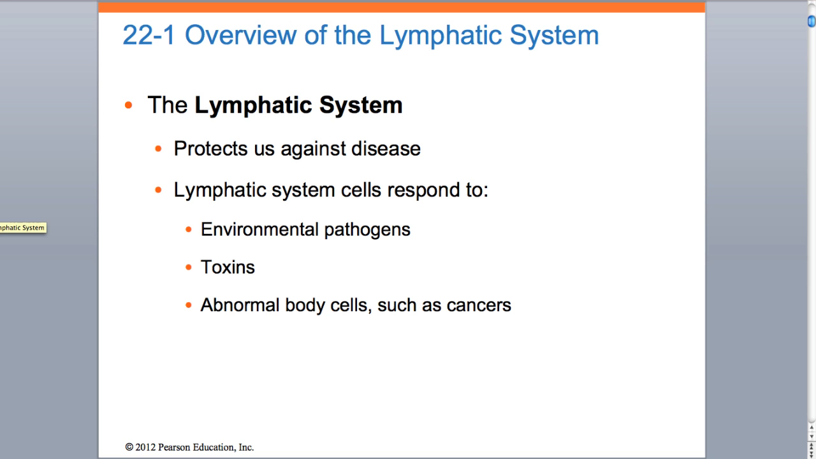So here's what the lymphatic system does in general. It protects us against disease. It does it in several ways. One of the ways it deals with is environmental pathogens, germs that are in our environment. Then toxins, the toxins that we in our own body we build. So we have external toxins that come into us, and we also have toxins within our body as well. And then we have the abnormal cells such as cancers. So you could say that the lymphatic system plays a role in our defense, in our immune system, in our defense against germs and cancers.